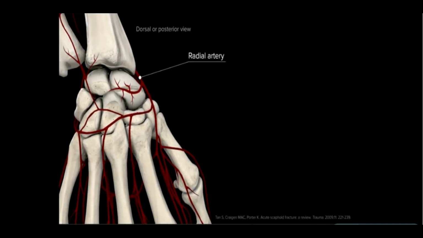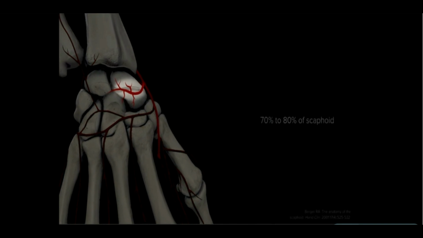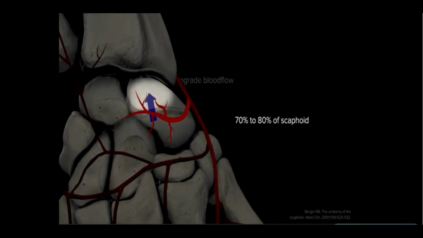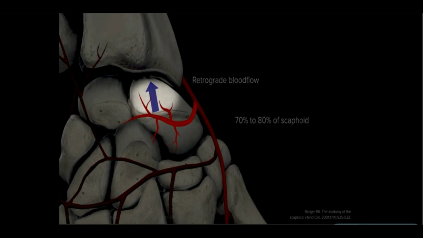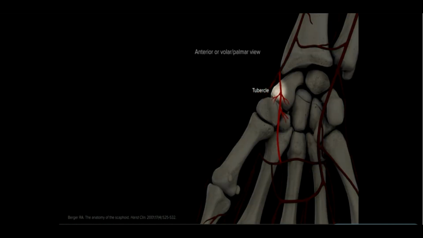Looking from the dorsal or posterior view, we can see the major blood supply comes from the scaphoid branches of the artery, entering the dorsal ridge at or just distal to the waist area. It perfuses 70 to 80% of the scaphoid, including the proximal pole, in a retrograde fashion. A second group of vessels arise from the palmar and superficial palmar branches of the radial artery and enter the distal tubercle, perfusing the distal 20 to 30% of the bone, including the tuberosity.